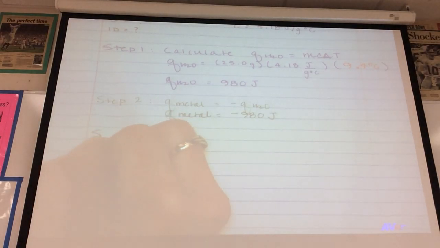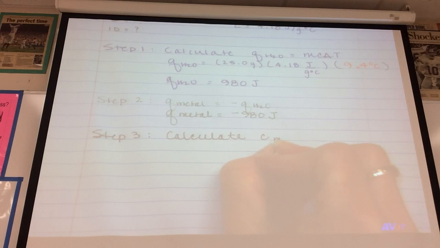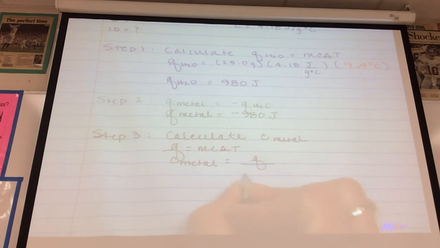And then finally in step 3, we want to calculate the specific heat of the metal or unknown substance. I know that Q is equal to MC delta T. The specific heat of the metal is equal to Q of the metal over the mass times the change in temperature. I've got negative 980 joules. The mass of the metal is 24 grams.